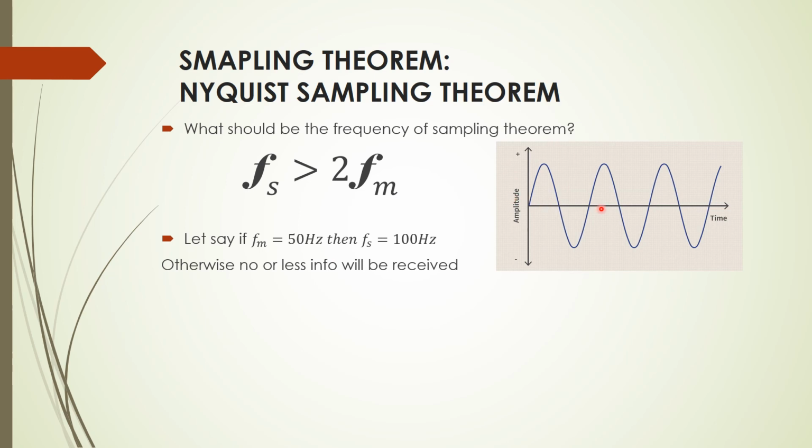As you can see in this graph, let's suppose that this is the Fm, the number of cycles passing through a single point in 1 second. Let's suppose from this point to this point the value is 50 Hertz. Our sampling points should be from this to this, which is 100 Hertz. Only then can we get maximum information. So it is concluded that the sampling frequency should be greater than 2 times the analog frequency.